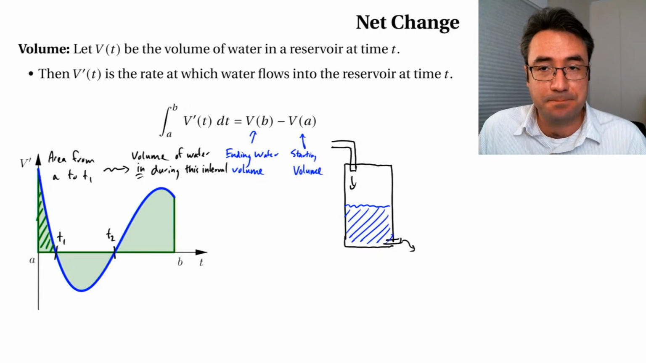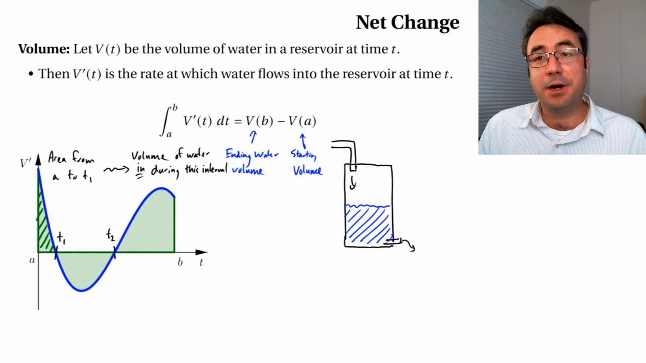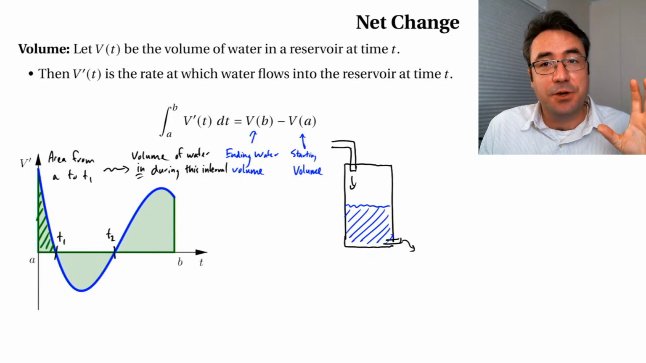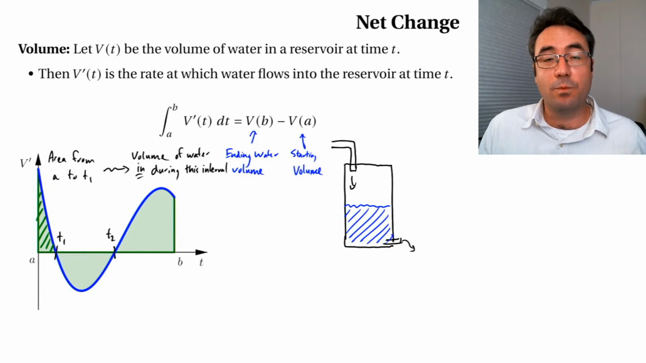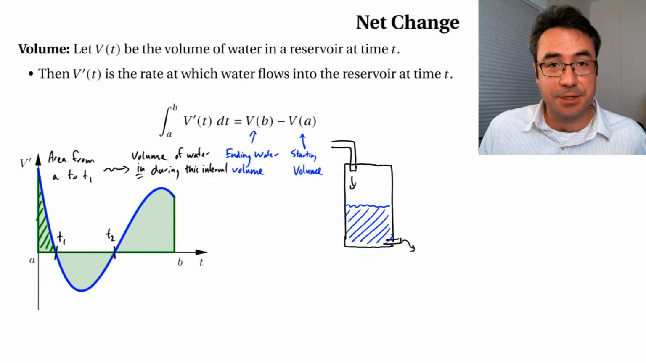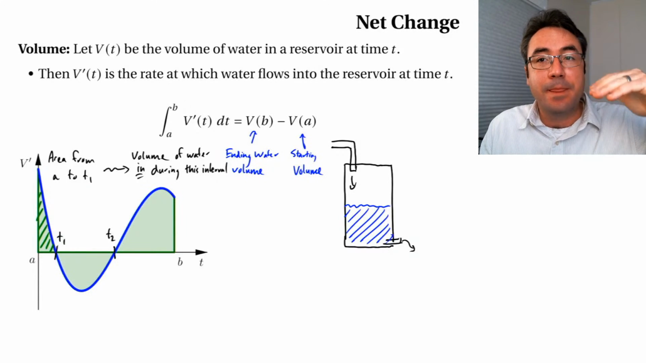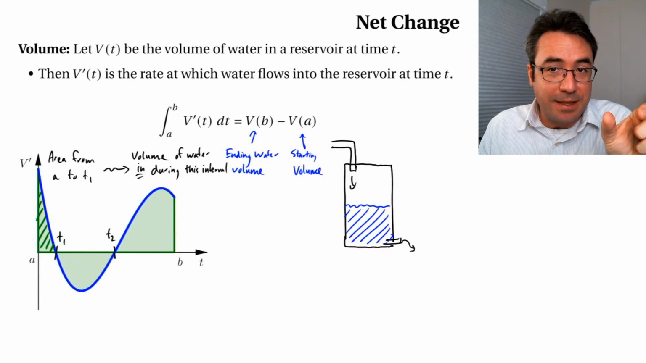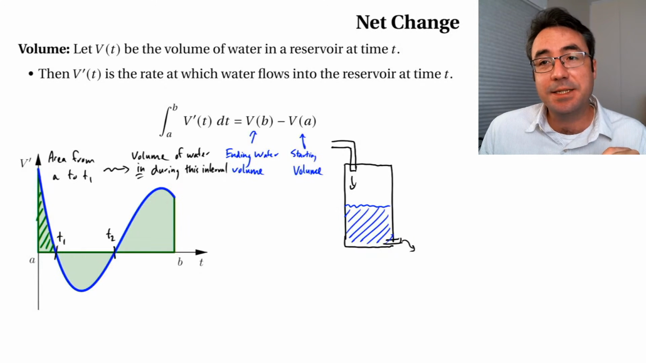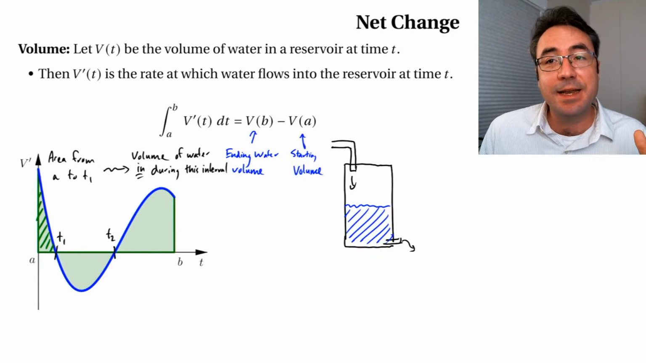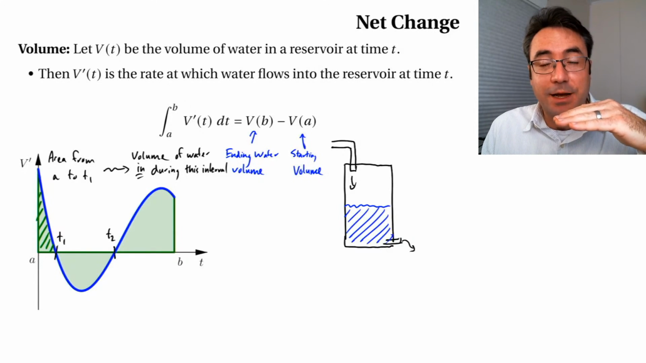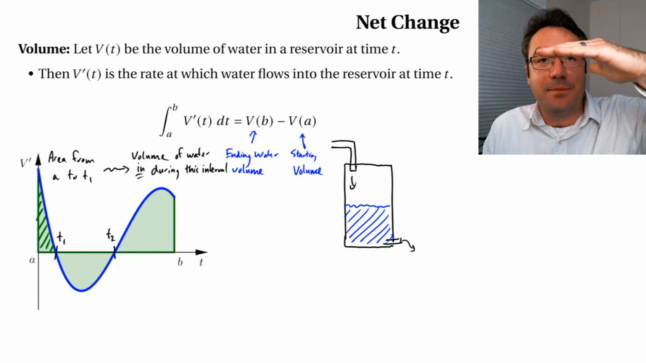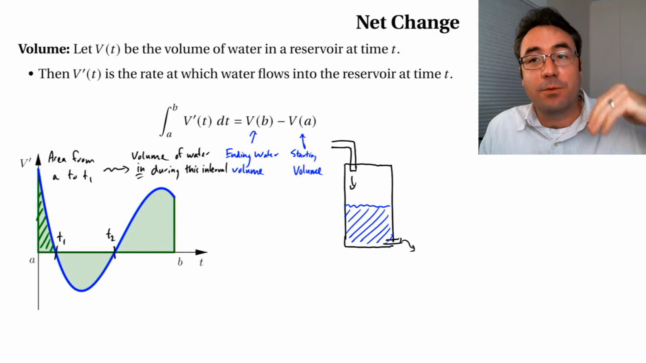during that time interval. So the region is above the horizontal axis, so that means V prime is positive, so more water is flowing into our reservoir than is flowing out, so our volume is going up. And so if we could look at the area of that shaded region from A to t1, what we're actually calculating then is the volume of water as the water level rises in our reservoir.